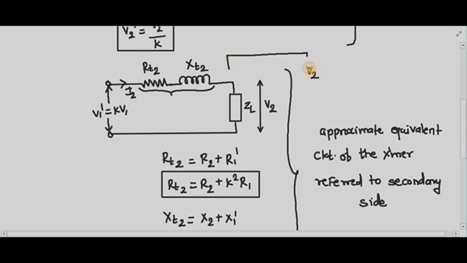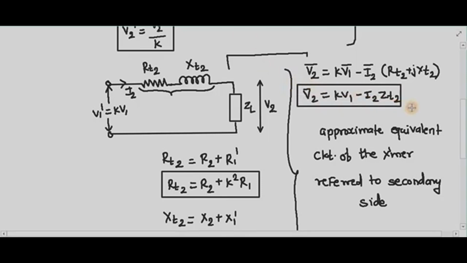I can write my V2 output voltage, or the terminal voltage, as the vector sum of KV1. What is KV1? It is nothing but the primary voltage referred to the secondary side, minus the drop in the impedance of the winding, means the drop in RT2 plus jXT2. What is RT2 plus jXT2? I can write this as ZT2, means total impedance of the transformer referred to the secondary side, right? Just I will highlight this equation here.